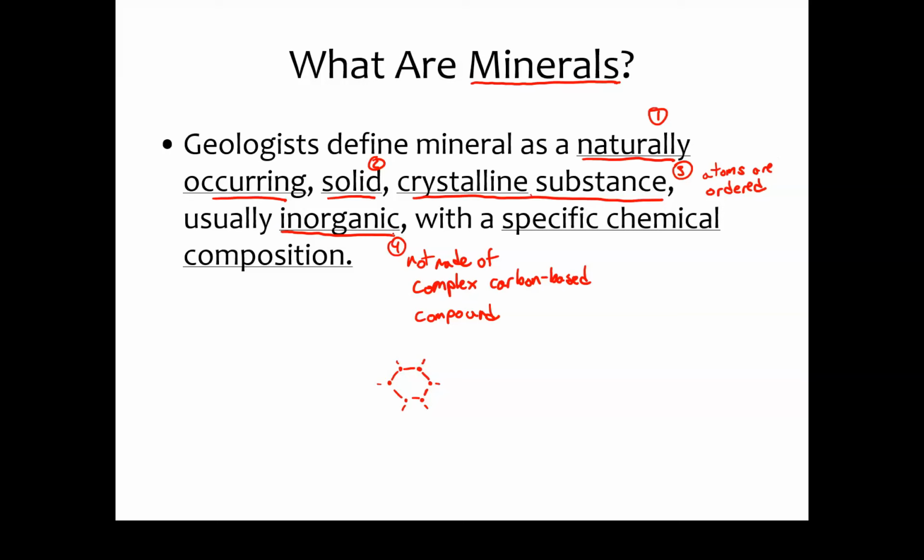At any rate, inorganic means not made of complex carbon-based compounds. Naturally occurring, solid, crystalline, inorganic, and minerals have a specific chemical composition. That's the fifth one. We can define pretty precisely the elements that make up a given mineral. So how does this differ from a rock? A rock can be made of multiple crystals, or sometimes they don't have to be crystals at all. But it's not one pattern.